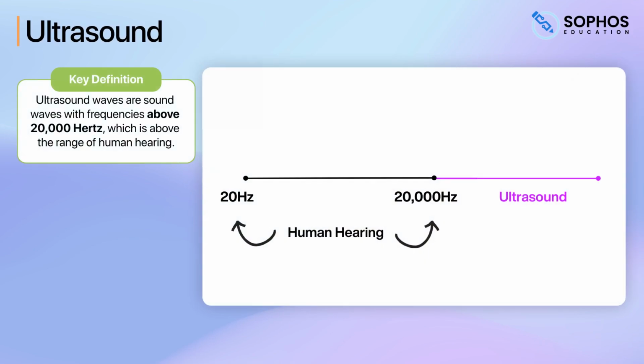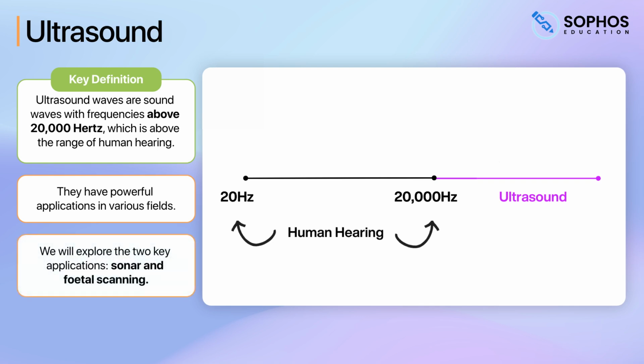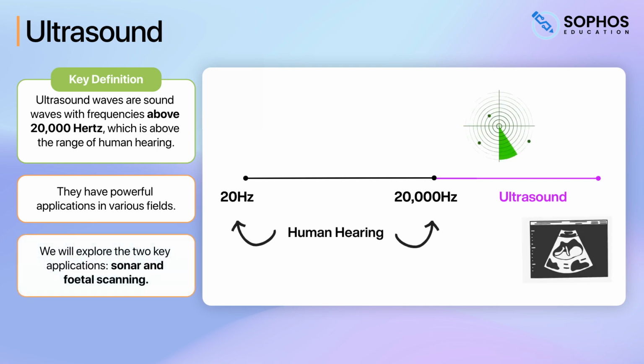Ultrasound waves are sound waves with frequencies above 20,000 Hertz, which is above the range of human hearing. While we cannot hear ultrasound waves, they have powerful applications in various fields. In this lesson, we will explore the two key applications, sonar and fetal scanning.